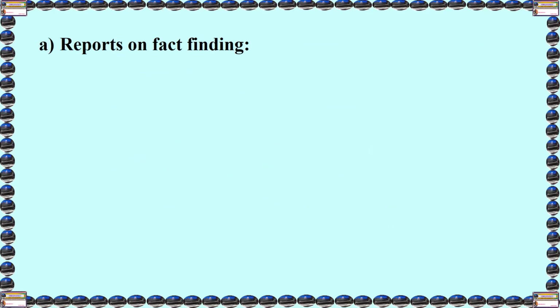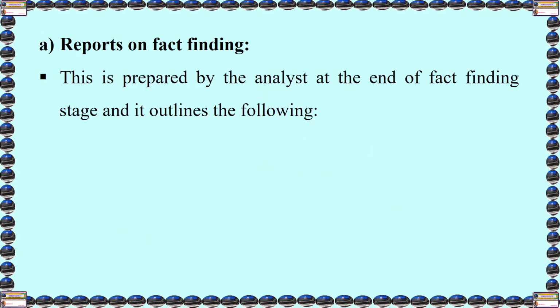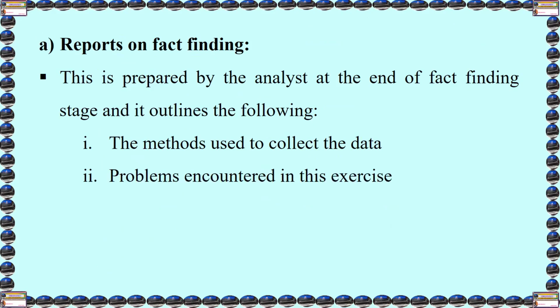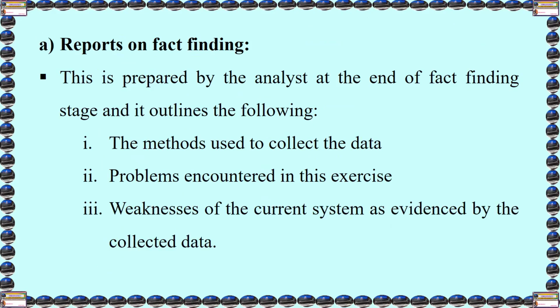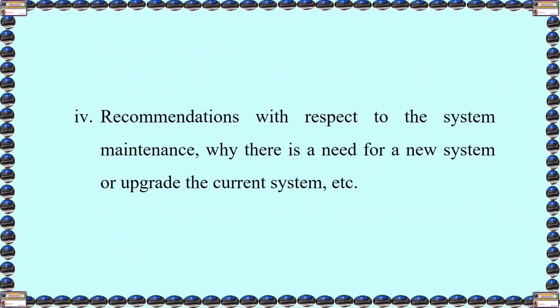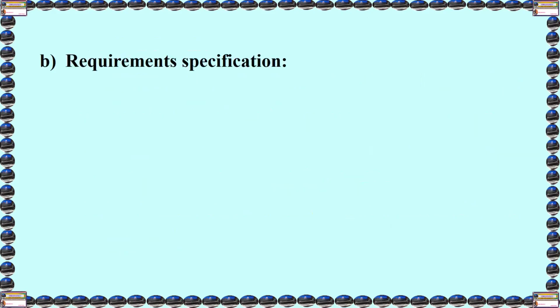Let's now begin with reports on fact finding. This is prepared by the analyst at the end of the fact finding stage, and it outlines the following. Number 1, the methods that were used to collect the data. Number 2, the problems that were encountered in this exercise. Number 3 are the weaknesses of the current system as evidenced by the collected data. Number 4 are the recommendations with respect to the system maintenance, why there is a need for a new system or upgrade of the system, amongst others.